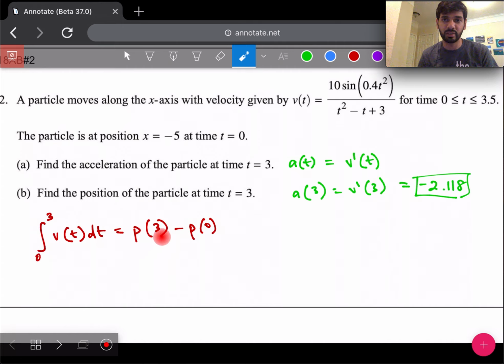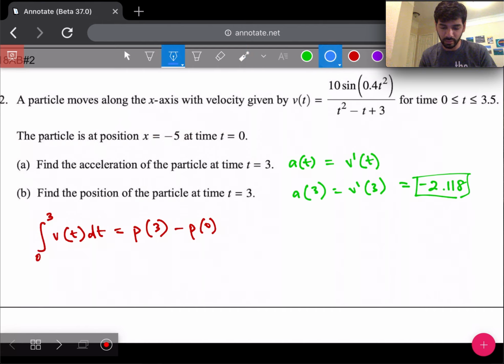We want to figure out what this is right here. Using your calculator, you can figure it out by doing math 9. Math 9, you integrate from 0 to 3, put in this function right here, and then that should give you the value for that. And we also know what p of 0 is. It's right here. It's this -5.